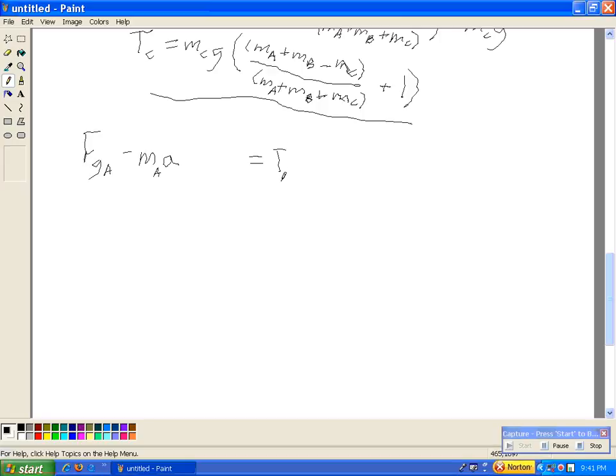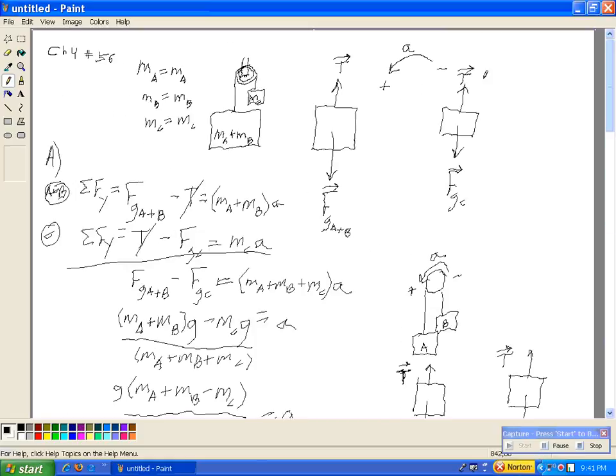But we need to take into account the tension above. So the tension in chord C. And remember, the tension in chord C right here will be the same as the tension just above A plus MB. It's the same on both sides.